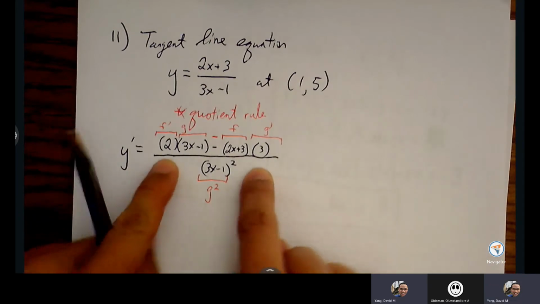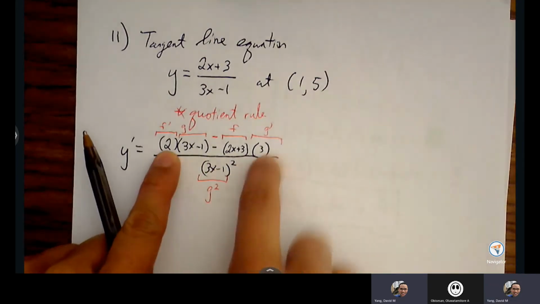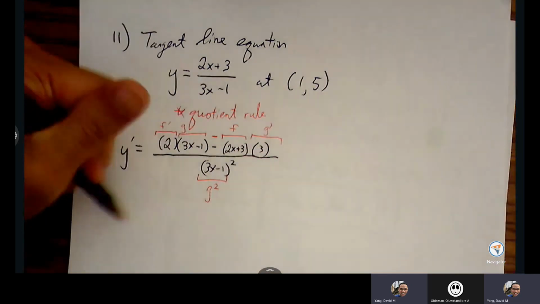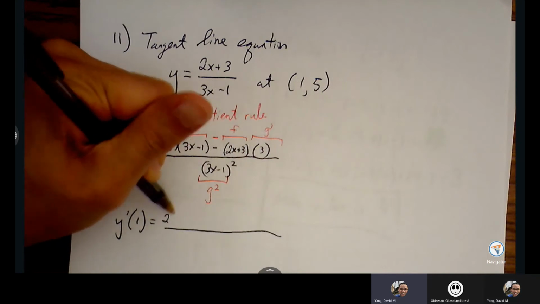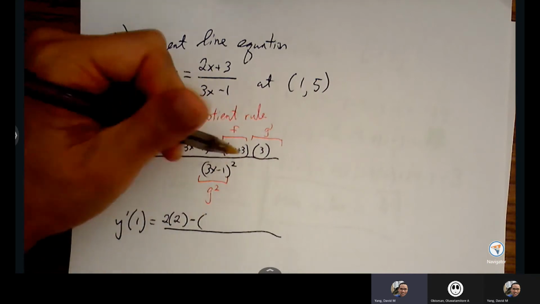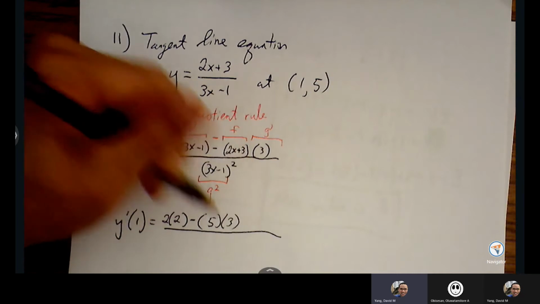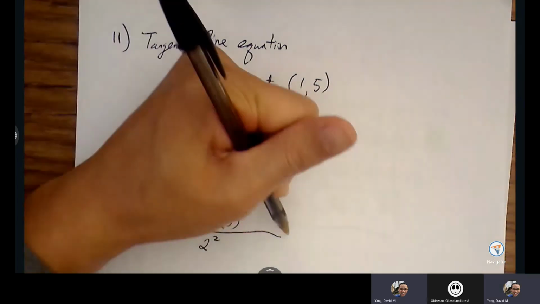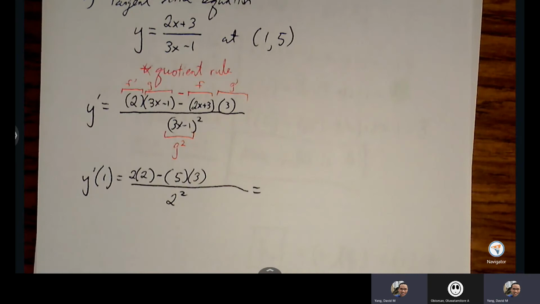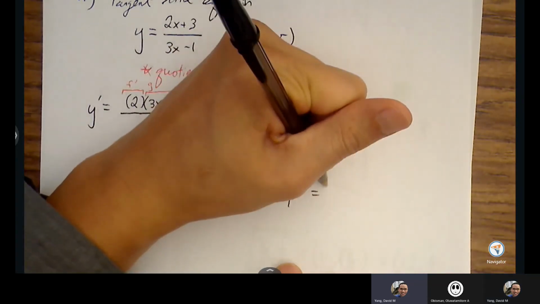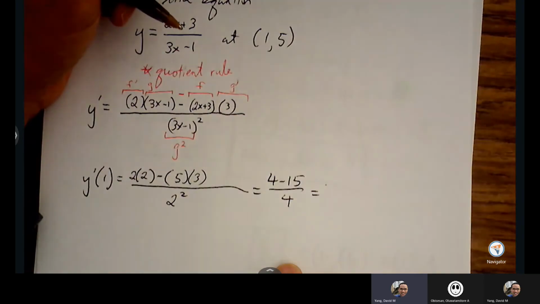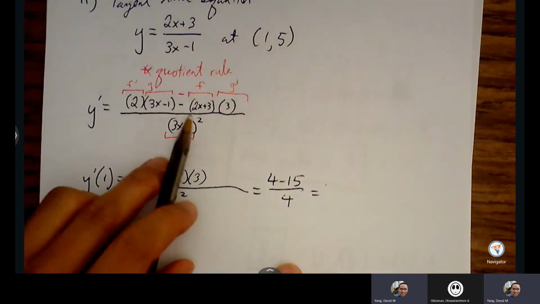Now I'm going to speed things up because I'm just trying to find the slope, so I don't really have to worry about the cleanup, right? Just start putting the 1 into the derivative here. So 4 minus 15 over 4. Let's see, 2 plus 3.